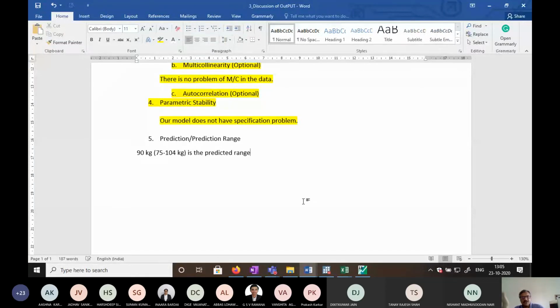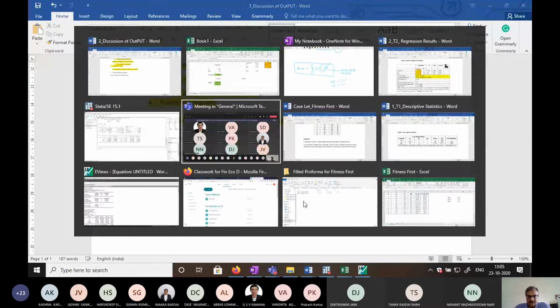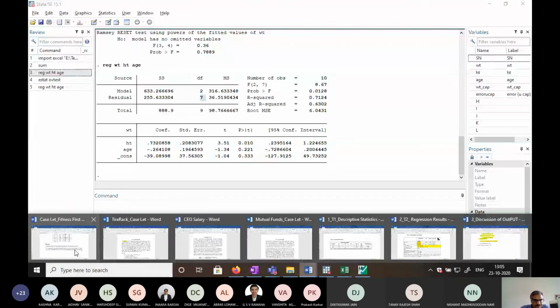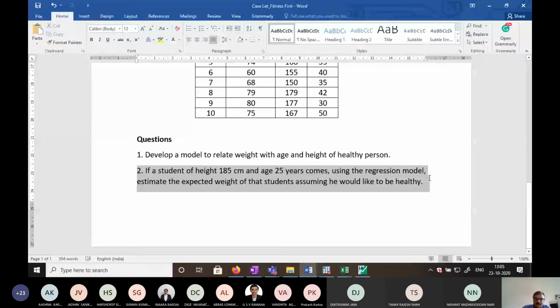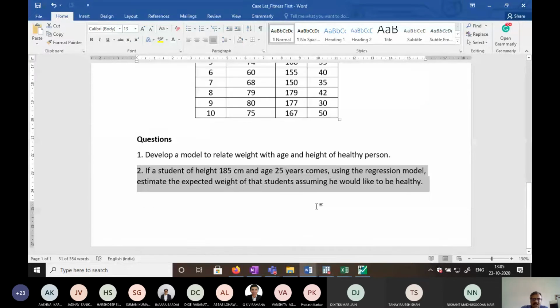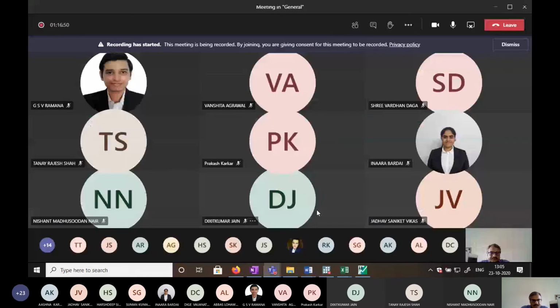I can answer the question in the case, as the case talks about the question. I can refer to that. If a student is of this much height and this much age, then what would be the weight? The answer to that is in a given format. So with this we are winding up this caselet. Can I move to the second case?